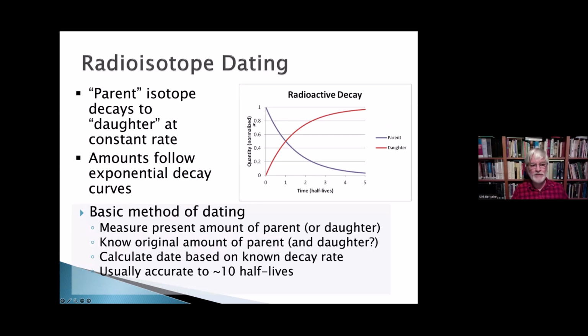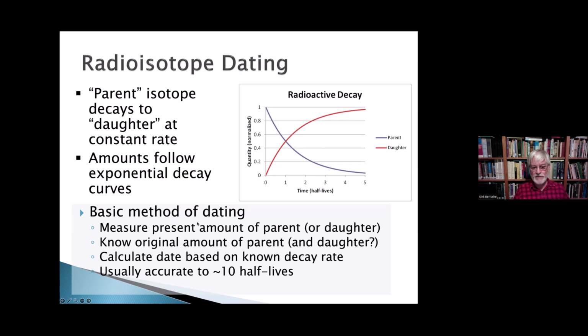So the parent decays to a daughter at a constant rate, and it's just an exponential decay curve, since the rate is constant. As you get half of it gone, there's less to decay, so it looks like it decays more slowly, but it's really going at a constant rate. And once half of it is gone, that's one half-life. And then you've got the daughter isotope that comes from it, and then you've got half of the maximum amount of that produced. So they just follow these exponential decay curves.